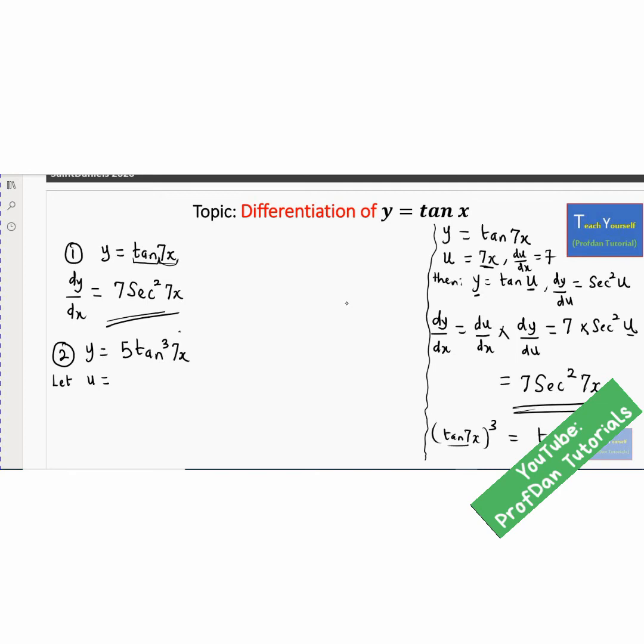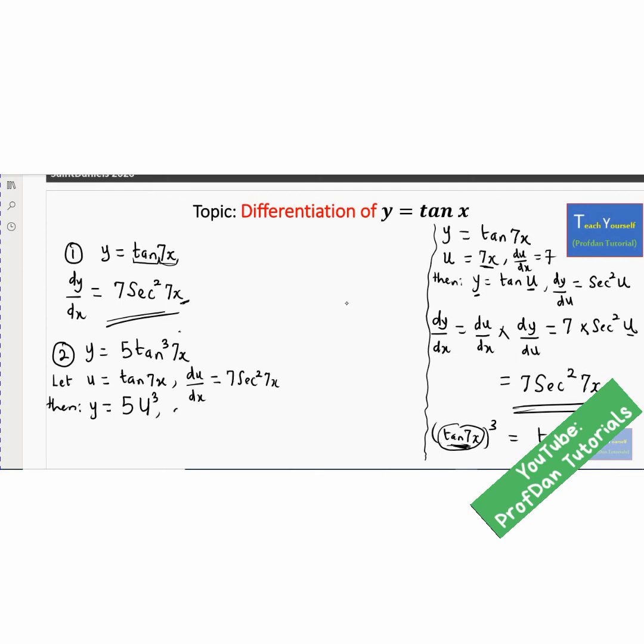So we make a representation for this. We say let u be equal to tan 7x. If we do that, then what do we have? y will now become 5 tan 7x, which has been represented as u, so you'll be left with u, then put the power 3 on top. We need the differentiation of u with respect to x, which will give us, when you differentiate tan 7x, 7 sec squared 7x, according to the first example.